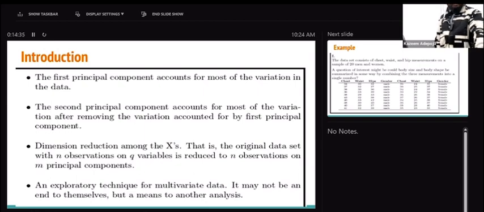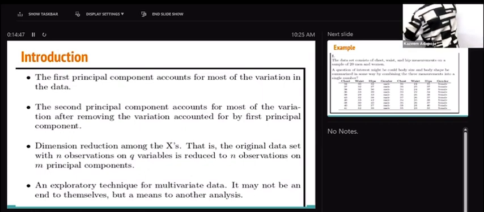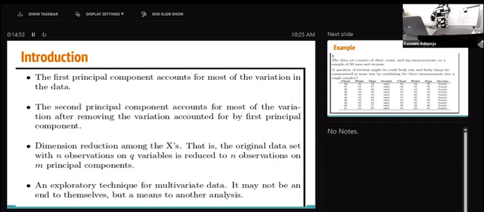Then number three, the reason why we use PCA, is if we are comfortable with less interpretable independent variables.